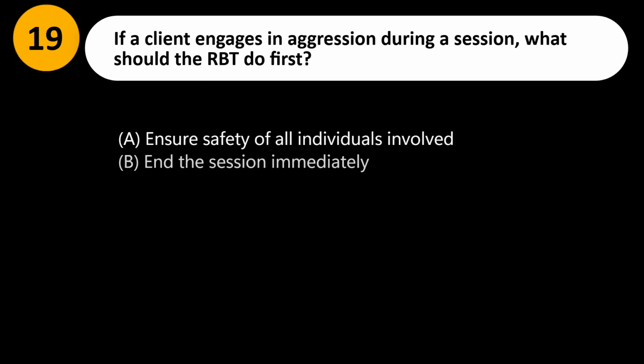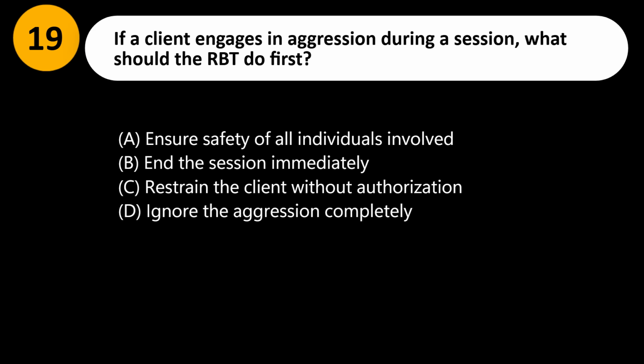If a client engages in aggression during a session, what should the RBT do first? A. Ensure safety of all individuals involved. B. End the session immediately. C. Restrain the client without authorization. D. Ignore the aggression completely.